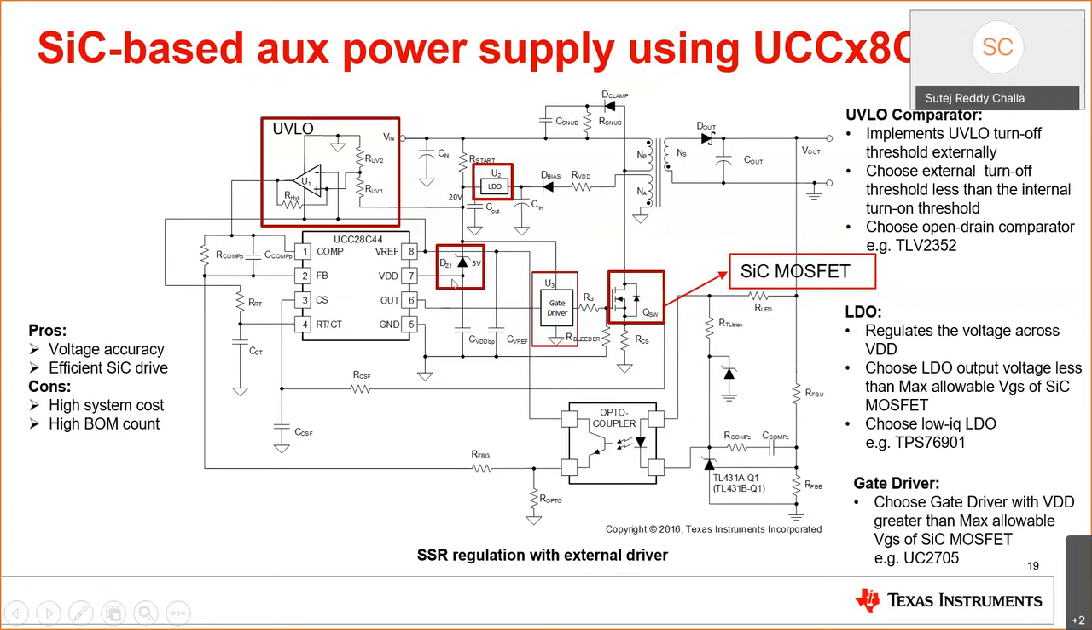So this is how we can drive this SiC MOSFET efficiently in this configuration, which is a secondary side regulated configuration, with the help of this external gate driver, the external UVLO comparator, LDO and a Zener diode. So all of these additional components are necessary in order to drive this SiC MOSFET efficiently and reliably. Here we have given some recommendations on what kind of components need to be chosen: for the UVLO comparator, TLV2352; for the LDO, a low IQ LDO, which is the TPS76901; and a gate driver from TI, UC2705.